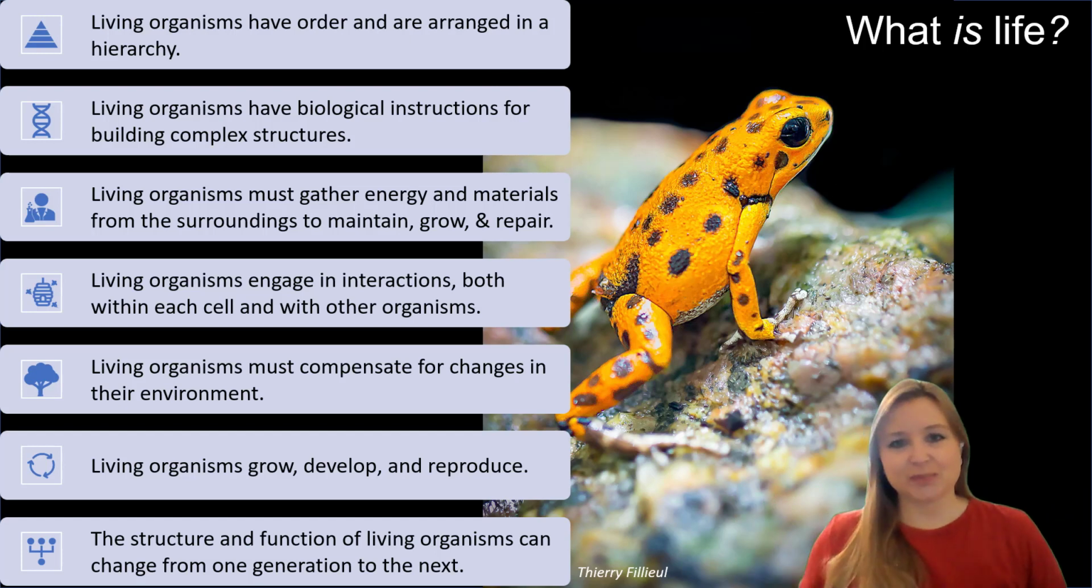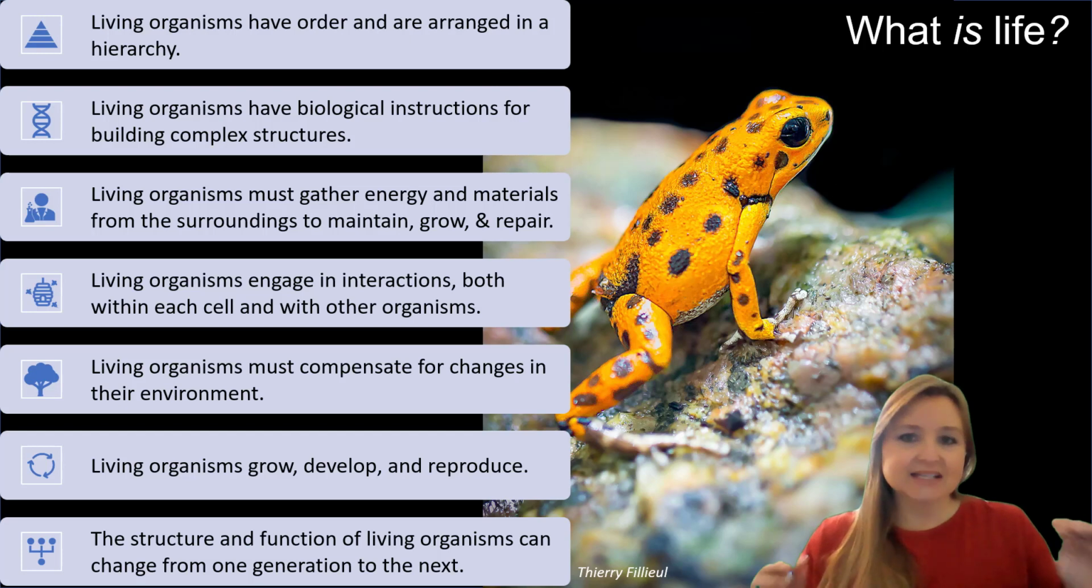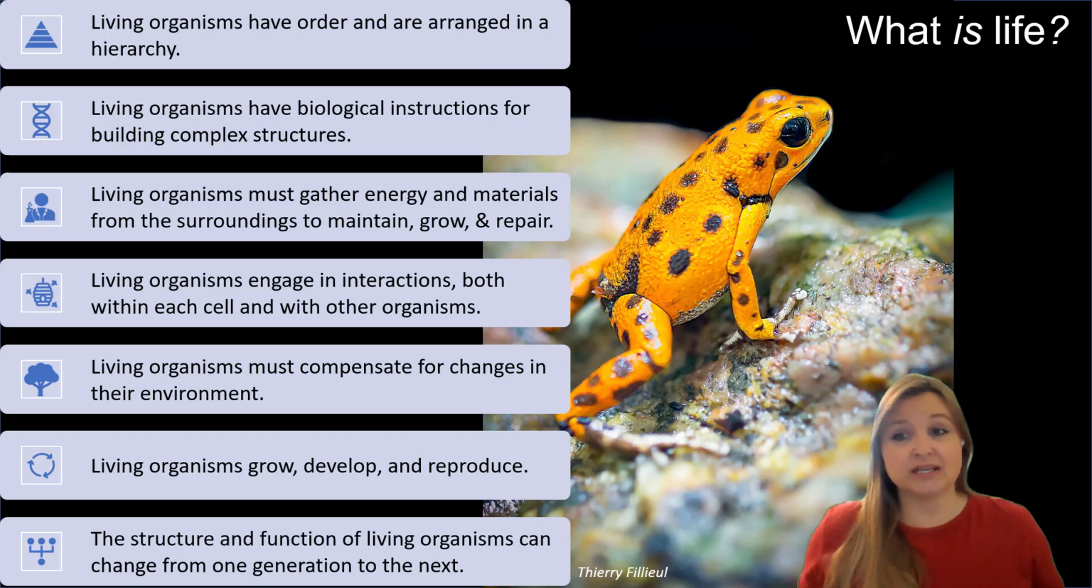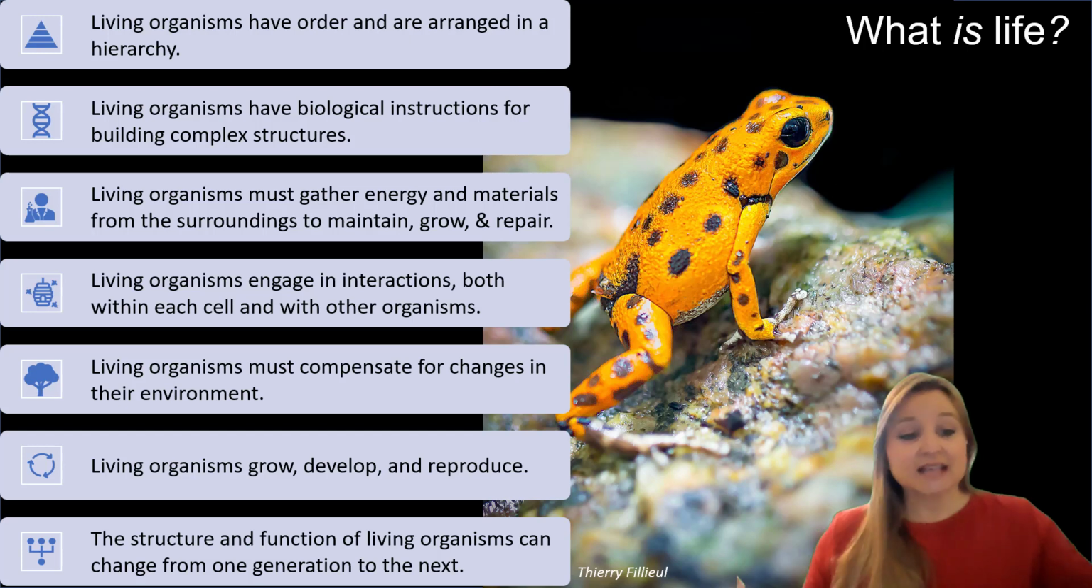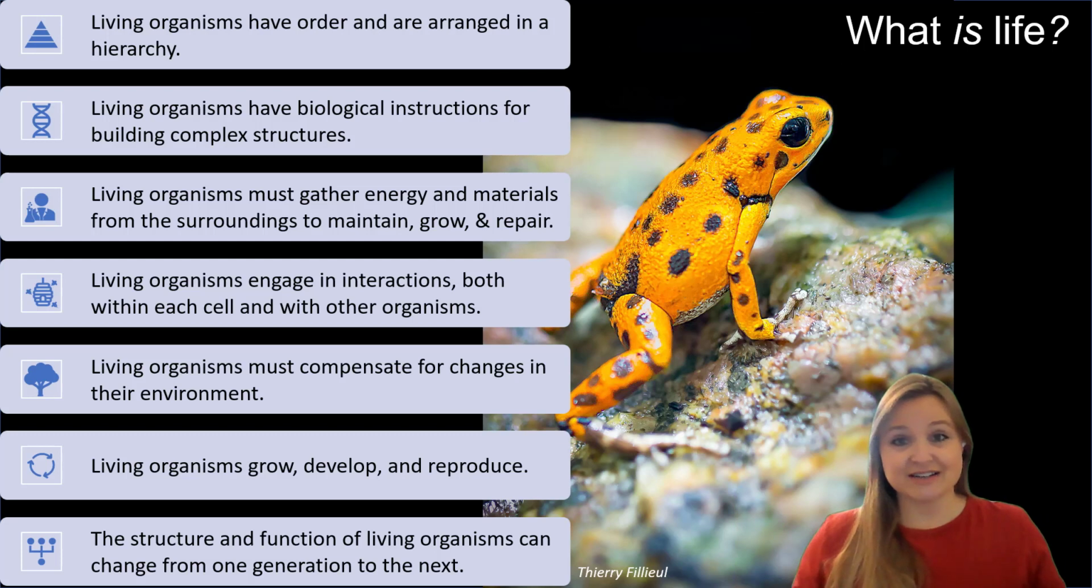So these are the 7 criteria that a living organism has to be able to satisfy in order to be considered alive. And we certainly know there are biological things out there that satisfy some of these, but are not considered to be alive. Can you think of one? Okay, I'll give you one.